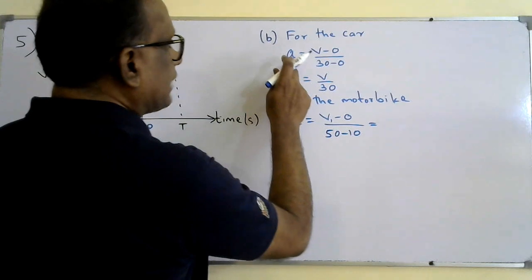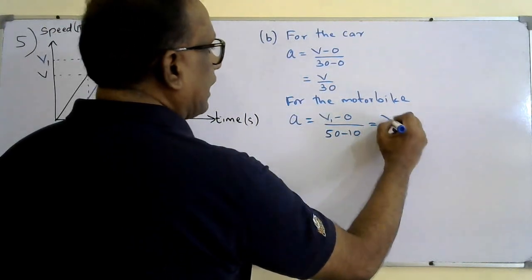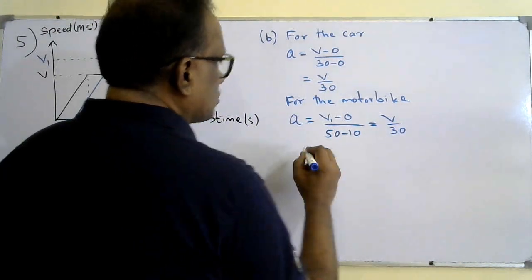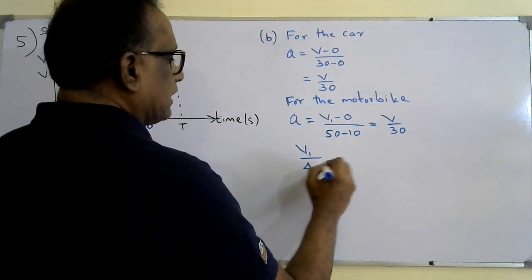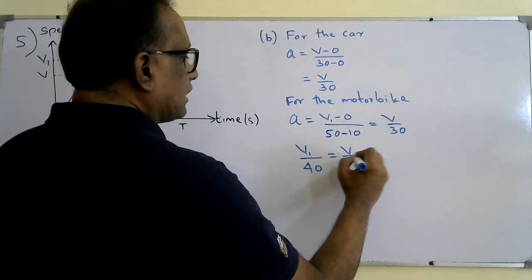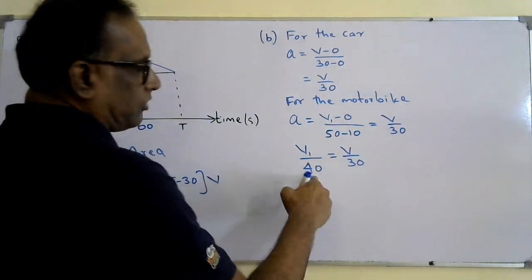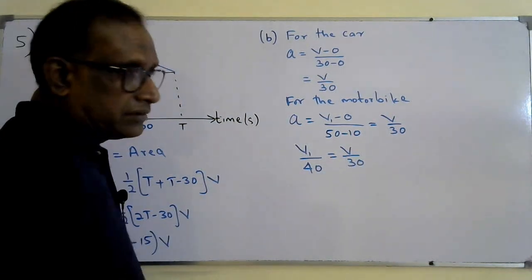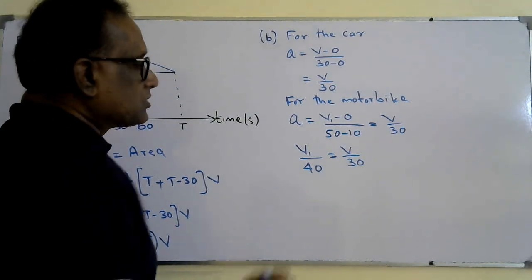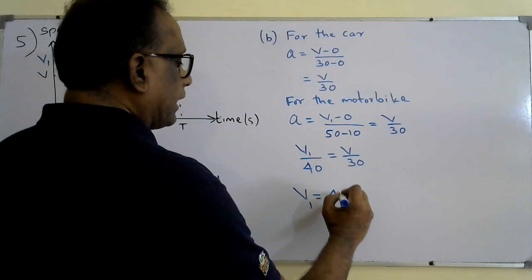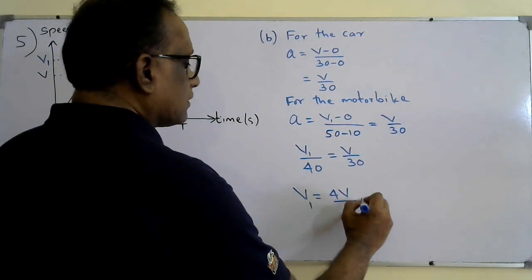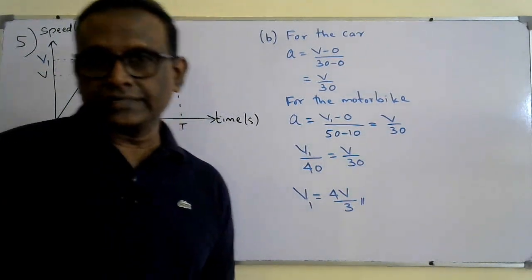Same acceleration. So that acceleration is the same as this one, the car, v over 30. So that is v1 over 50 minus 10, which is 40, equal to v over 30. The zeros will get cancelled. You can multiply the whole equation by 10. So v1, making v1 the subject, is 4v by 3. That's the thing they asked to show. We got it.